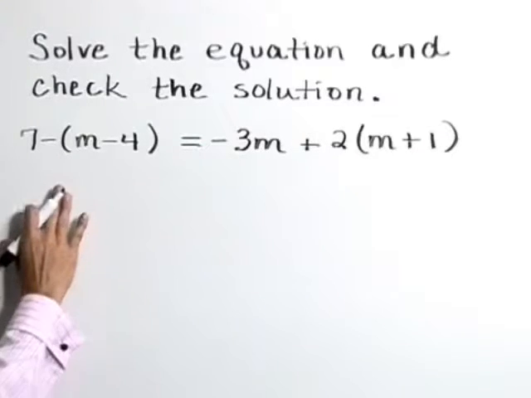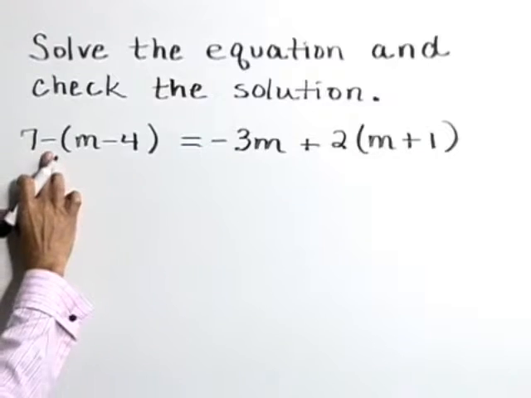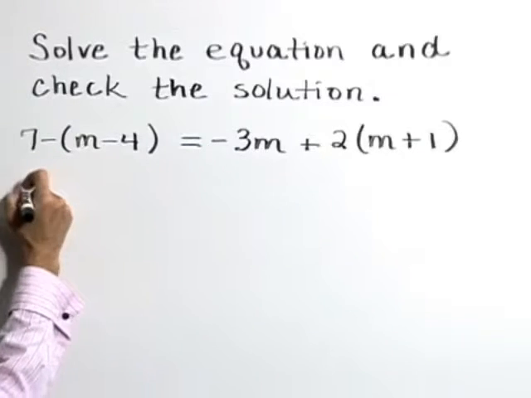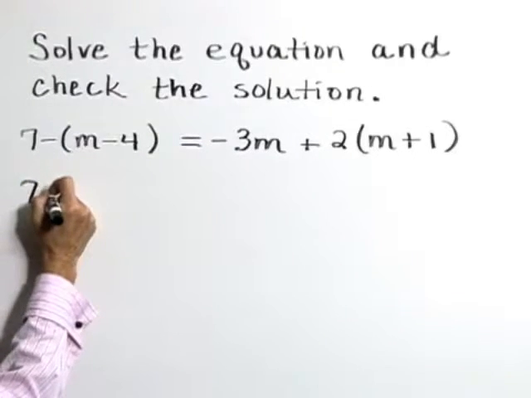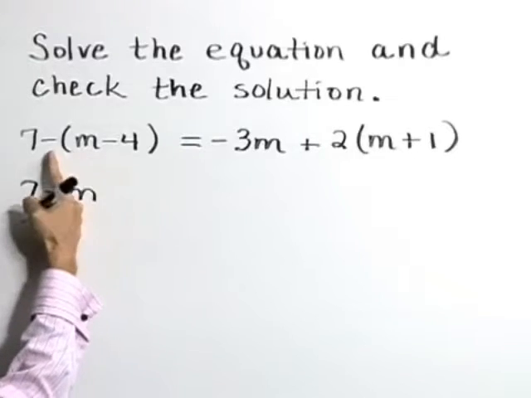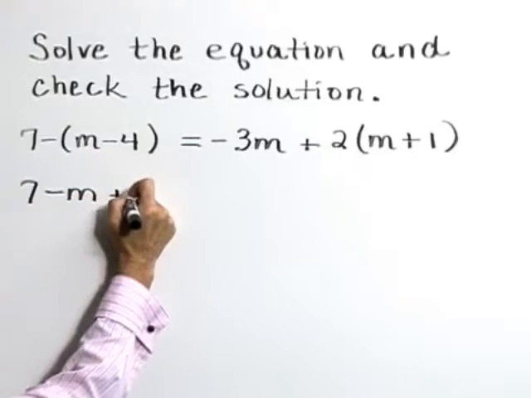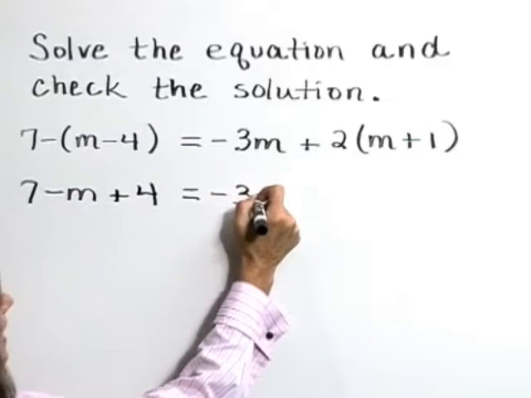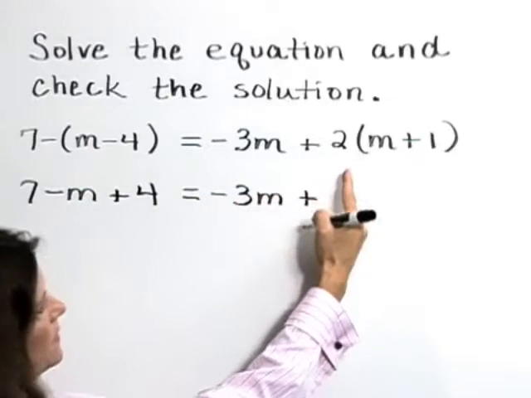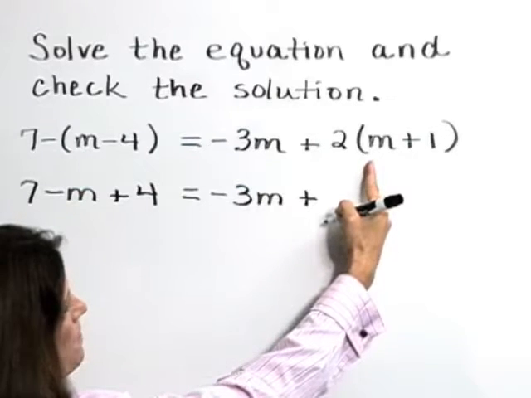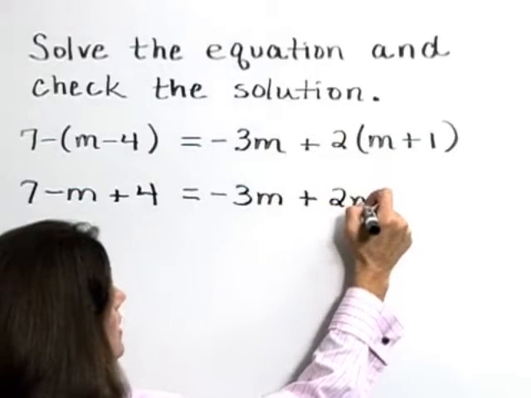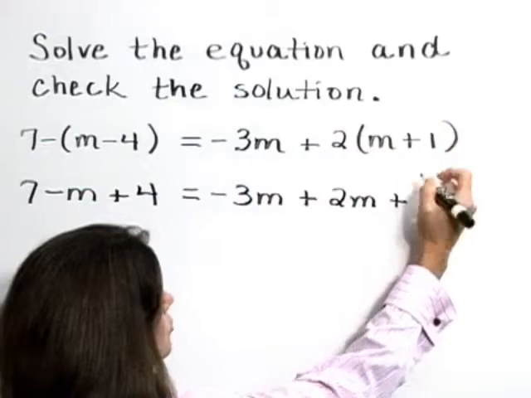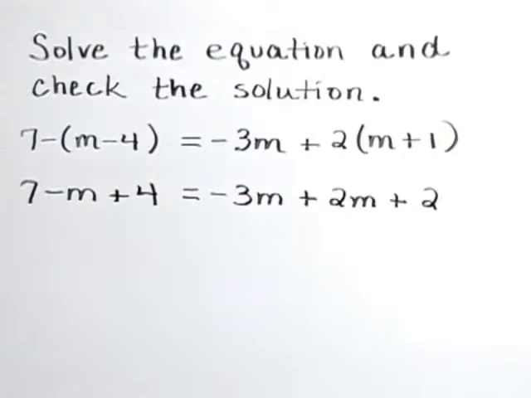Let's begin by using the distributive property on the left and distributing this minus sign through. So on the left we'll have a 7 minus m, and minus a negative 4 is plus 4. On the right hand side, negative 3m plus, let's distribute the 2 through as well. 2 times m is 2m plus 2 times 1, or 2.